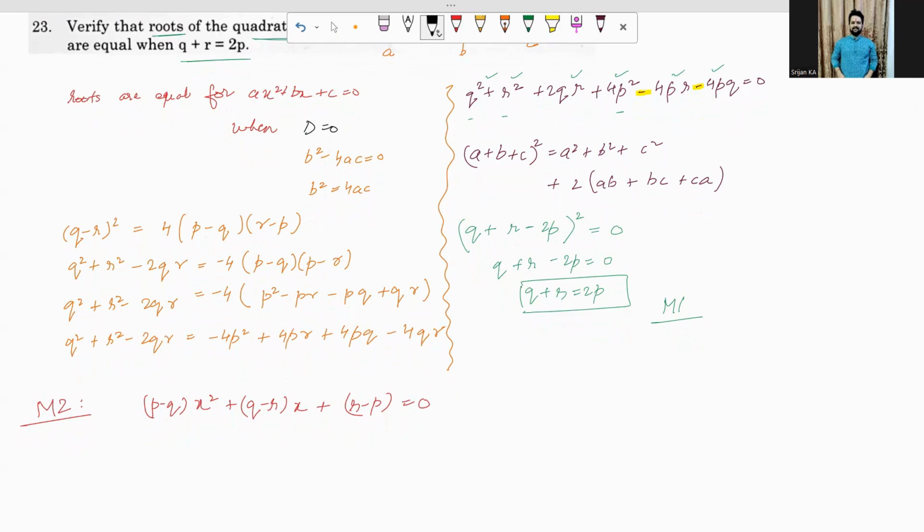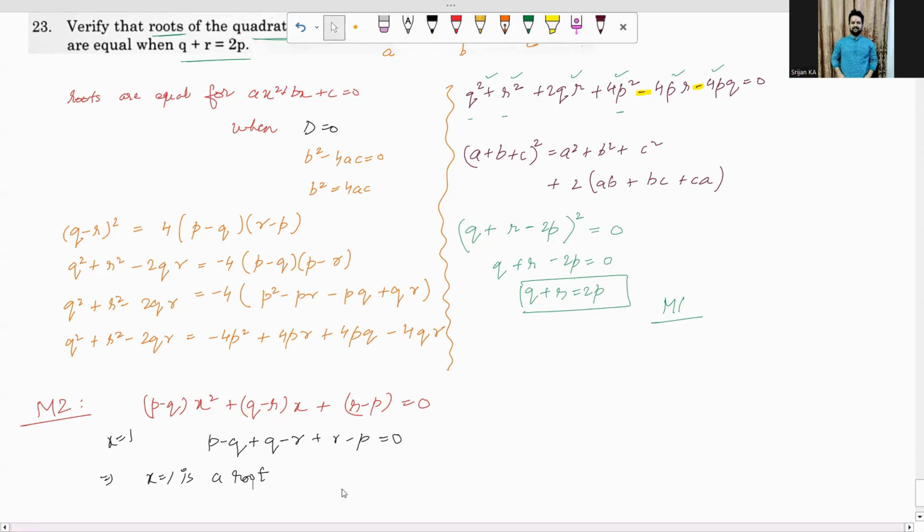So we will be able to solve it really easily in that case if it fits, right? And here in this case, if you check for x equals 1, let's just check it. Put x = 1, and what you get is p - q + q - r + r - p. If you sum these up, there is a plus q, minus q, plus r, minus r, and minus p, plus p. It actually becomes 0, which implies x = 1 is a root.